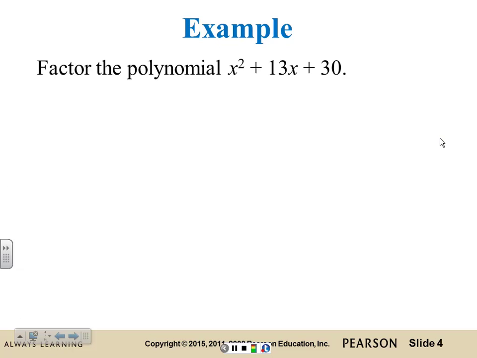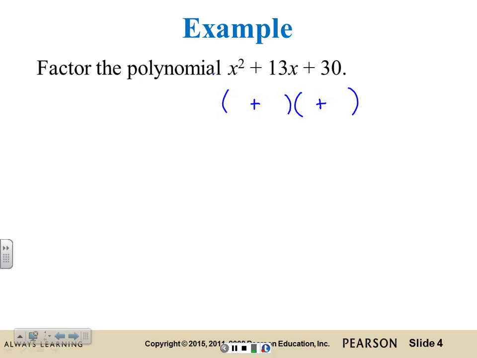Alright, so let's try this one first. So what we have is x squared plus 13x plus 30. So what I'm going to do is open up two sets of parentheses and decide on my signs. Now using my chart, this sign is positive, so I know these two signs have to be the same and they're going to match that first sign. So I'm going to get a plus plus.